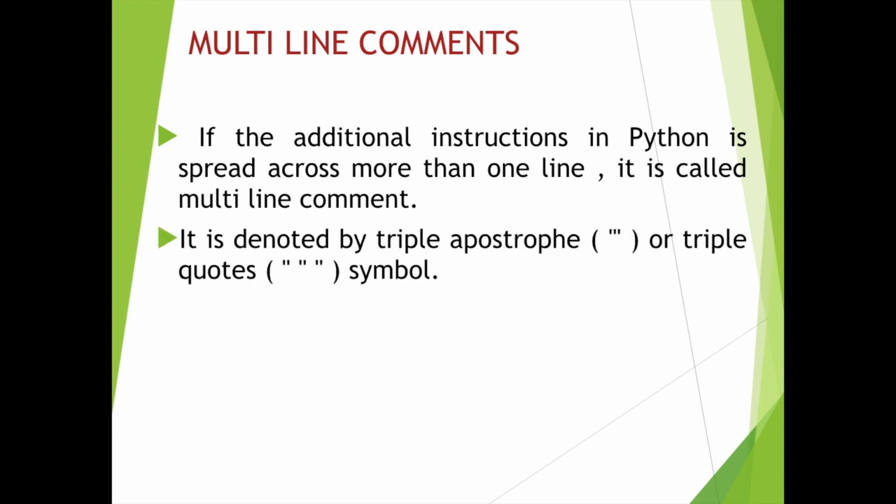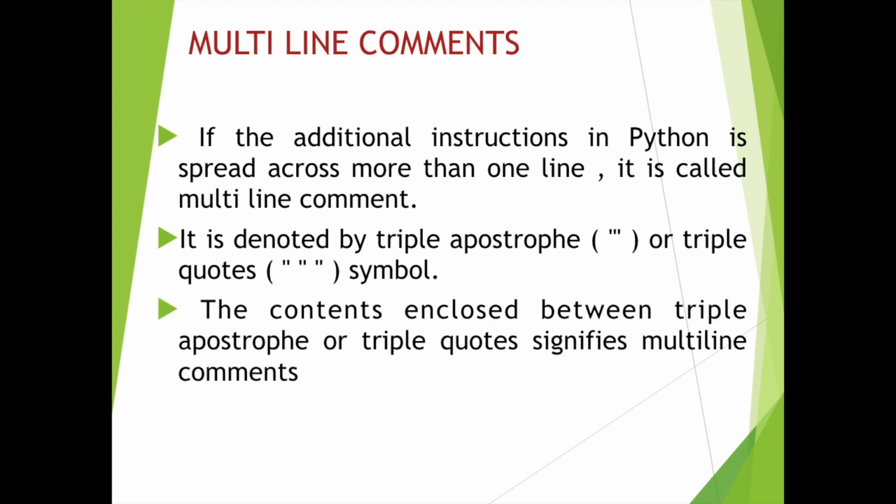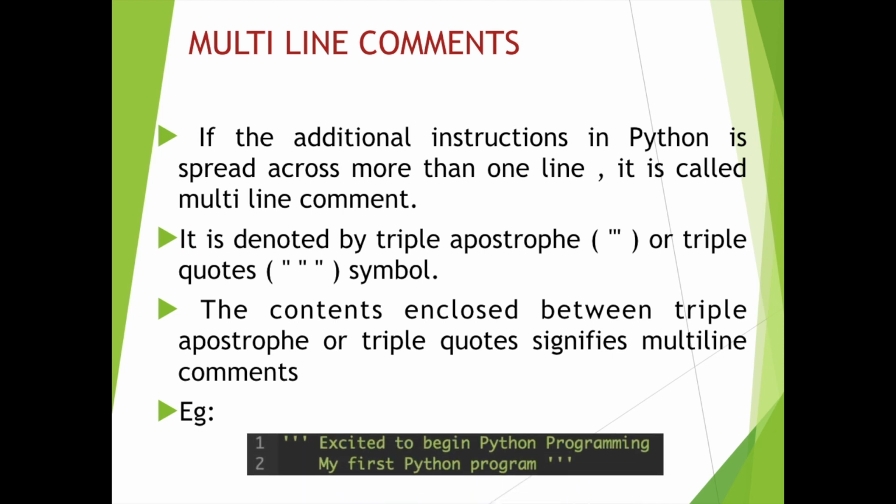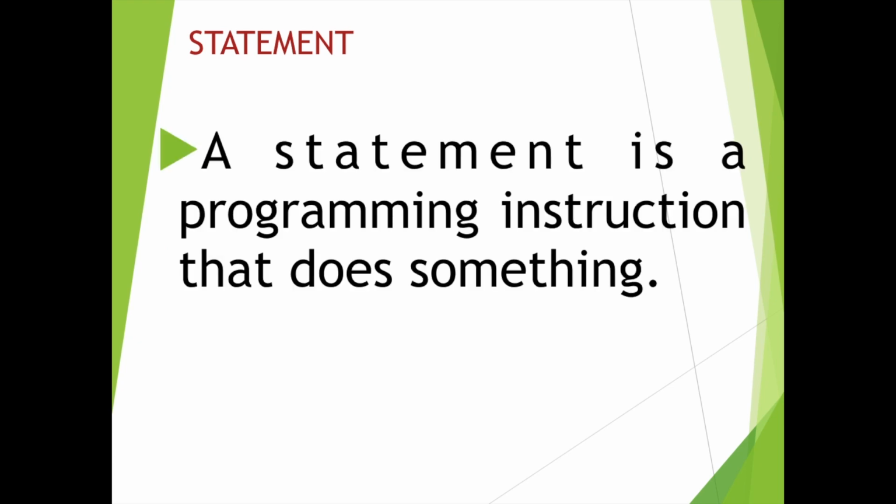It is denoted by triple apostrophe or triple quotes symbol. For this, you can use either triple apostrophe or triple quotes. The contents enclosed between triple apostrophe or triple quotes signify multi-line comments. So whatever you write within triple apostrophe or triple quotes, it will denote what? It will denote multi-line comments. For example, the first two lines of our program are a multi-line comment because I have enclosed them within triple apostrophe.